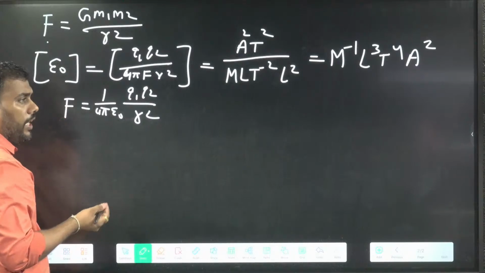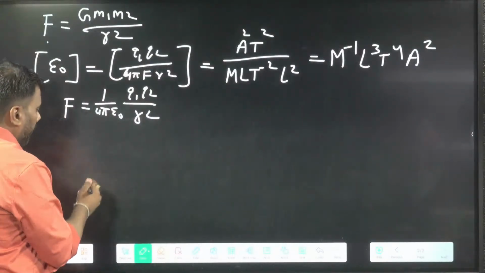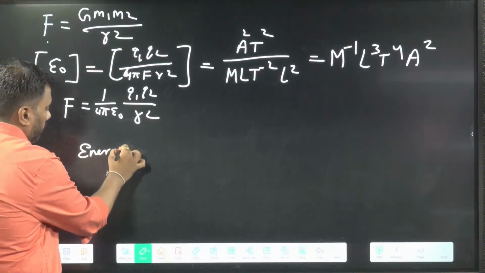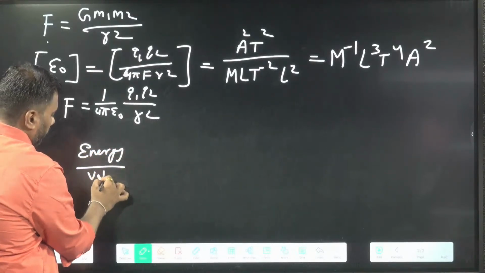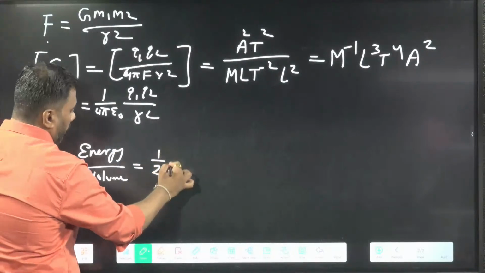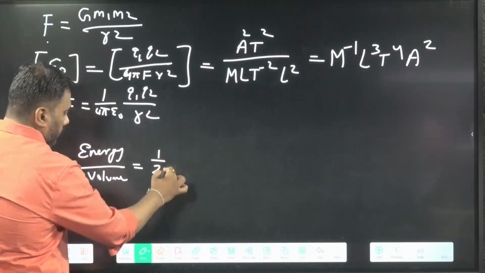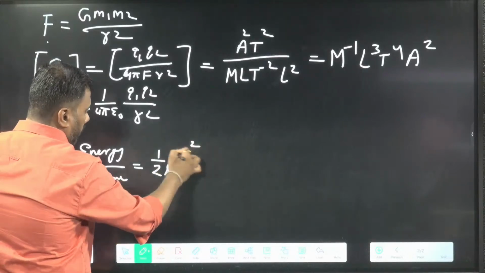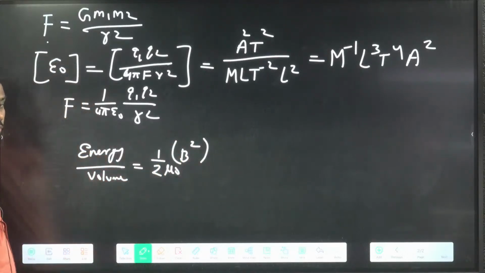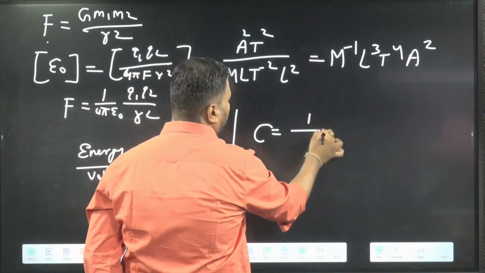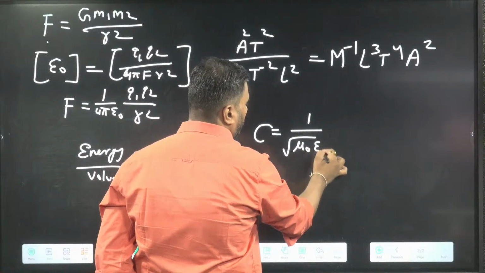Like, we can write down energy in a space, energy density, energy per unit volume, as half into 1 upon mu naught B square. This is a formula containing mu naught. Or there is a very easy formula also. Speed of light is 1 upon root over mu naught epsilon naught.